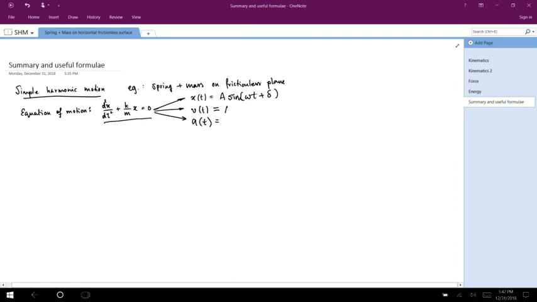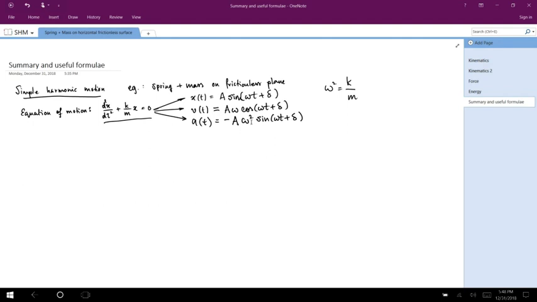v as a function of t equals Aω cos(ωt + δ), and acceleration a as a function of time is equal to −Aω² sin(ωt + δ). We found that ω² has to be equal to k over m.